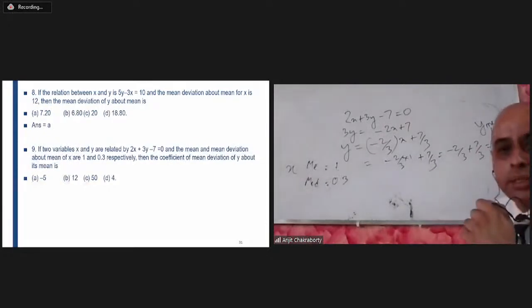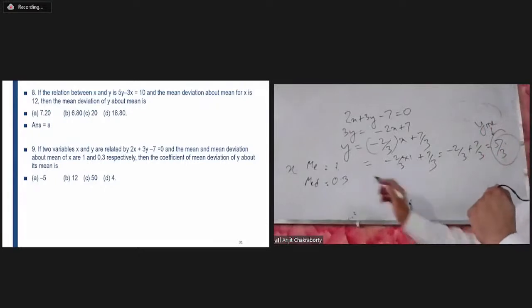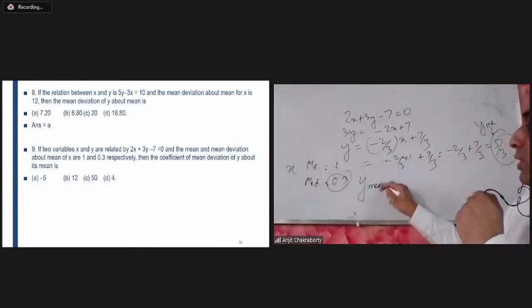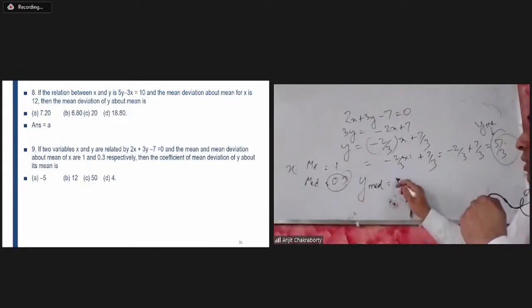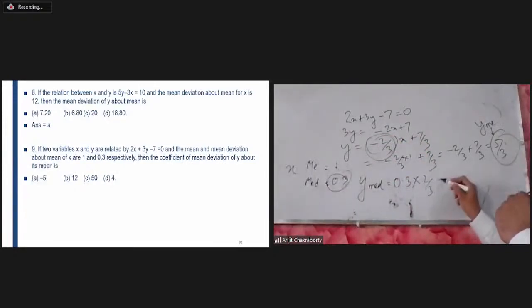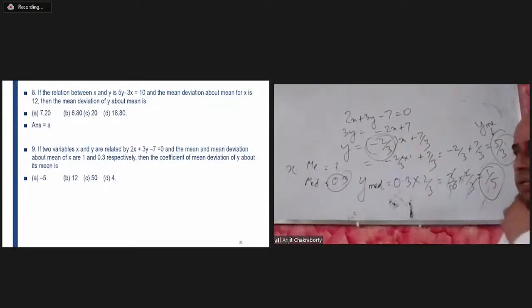Now the question is, we have to find out the mean deviation of y. X mean deviation is 0.3. So the mean deviation of y will be 0.3 into modulus b. Modulus b is 2 by 3. So it is 3 by 10 into 2 by 3. So 3 cancels, 2 by 10 equals 1 by 5. So y mean deviation is 1 by 5.